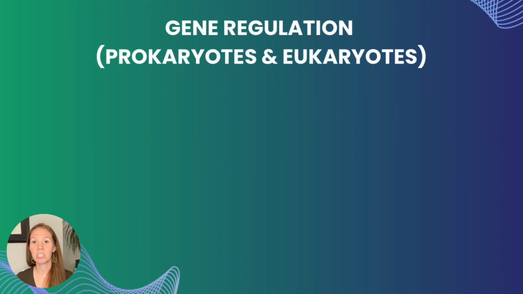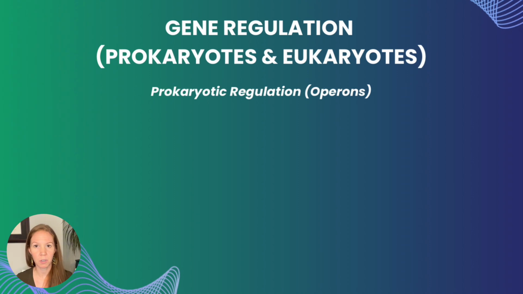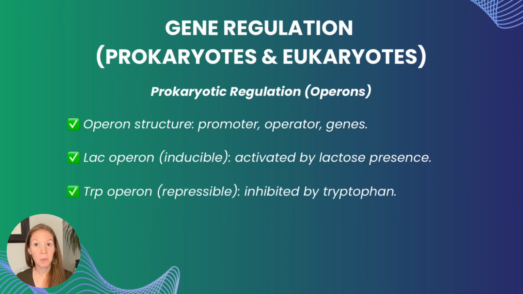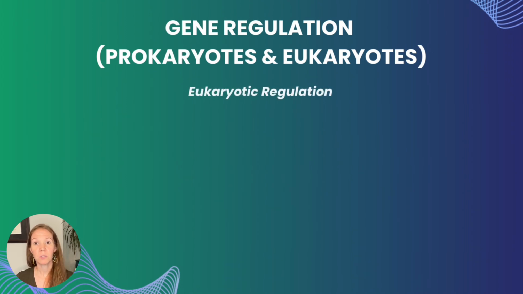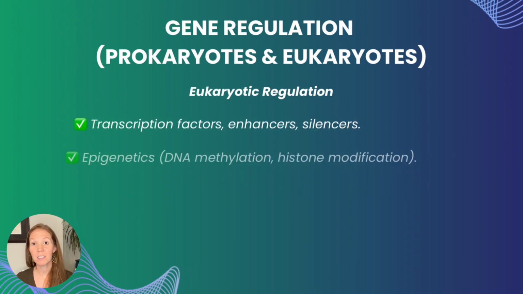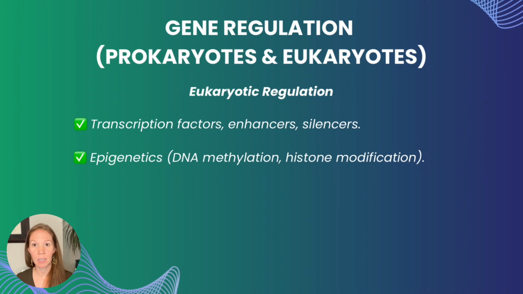Let's move on to gene regulation. You need to know prokaryotic regulation, so operons: operon structure, promoter, operator, genes. You need to know the lac operon and the trp operon as well, which is inhibited by tryptophan. You also need to know eukaryotic regulation: transcription factors, enhancers, and silencers. You need to know about epigenetics, DNA methylation, and histone modification.